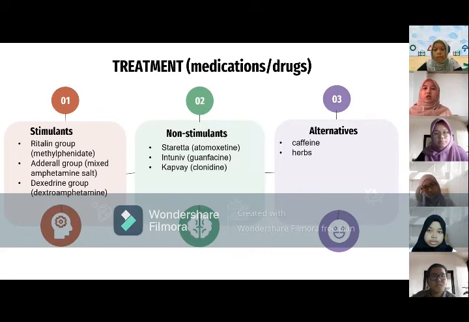The two types of medication are stimulants and non-stimulants. Stimulants have three different groups: the Ritalin group, the drug is methylphenidate; the Adderall group, mixed amphetamine salts; and the Dexedrine group, dextroamphetamine. For the non-stimulants, three types of drugs are Strattera, the drug is atomoxetine; Intuniv, guanfacine; and Kapvay, which is clonidine. Okay, for the alternative, there are some case studies showing that caffeine and herbs may also help in treating ADHD.